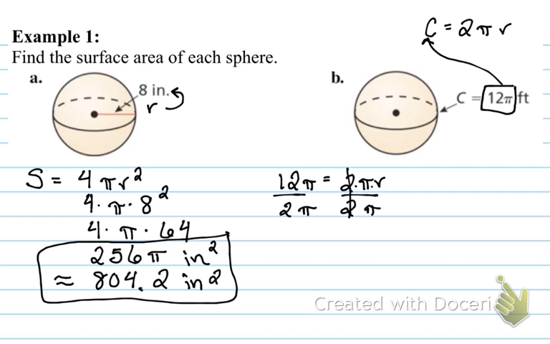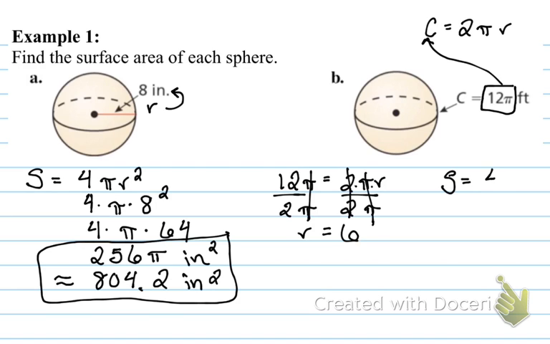2 divided by 2 is 1. Pi divided by pi is 1. So here I have 1r. And pi divided by pi is 1. 12 divided by 2 is 6. So my radius is 6. Since my radius is 6, now I can find the surface area.